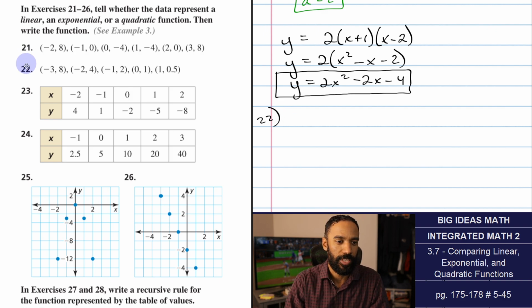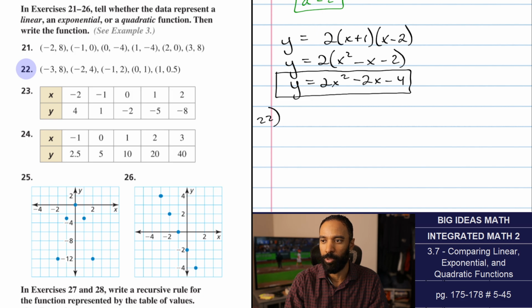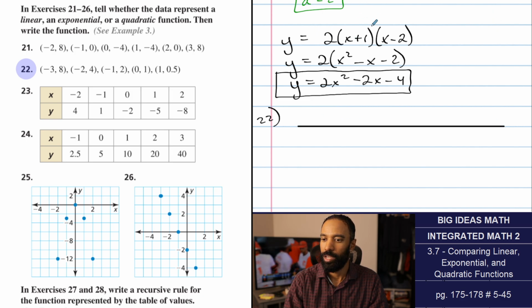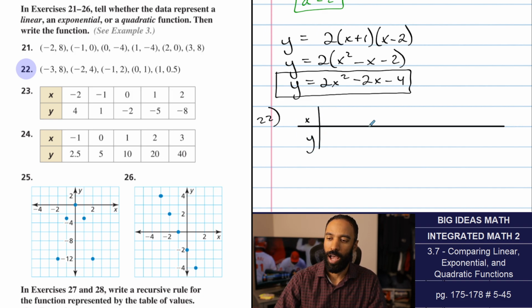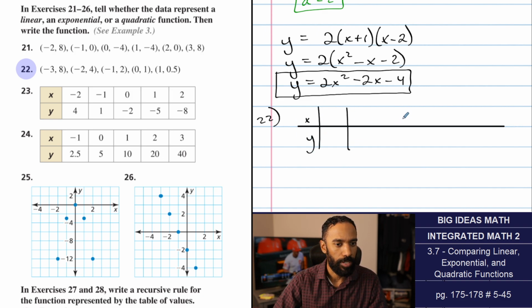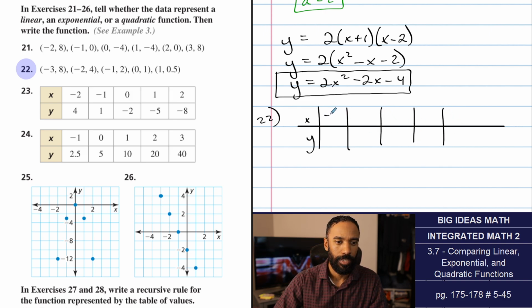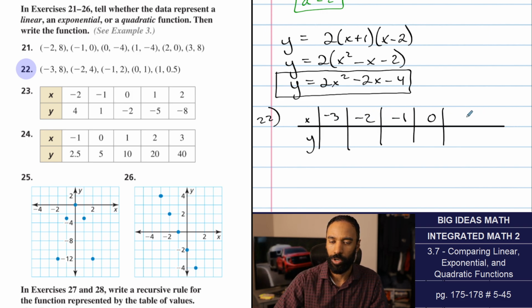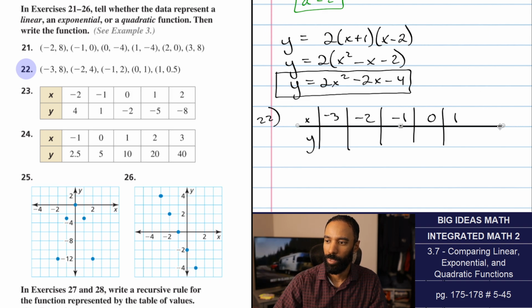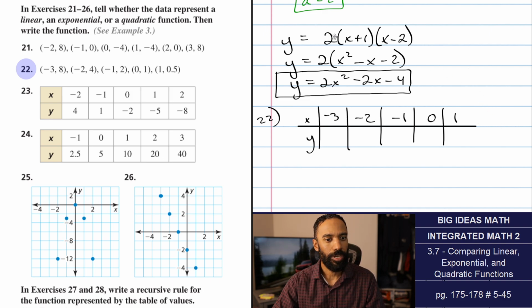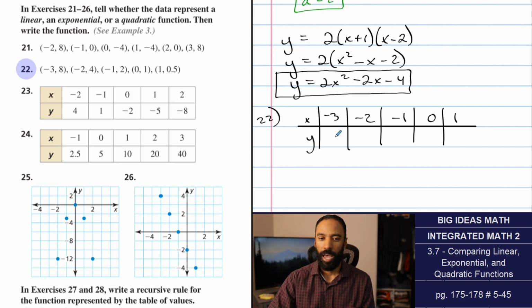Okay, let's go to number 22. Now, on number 22, as I said, I'm going to go straight into making a table out of it. For x, y, how many points? 1, 2, 3, 4, 5. All right, so we have negative 3, negative 2, negative 1, 0, and 1. It's looking a little exponential. This is 8, 4, 2, 1, and 0.5.